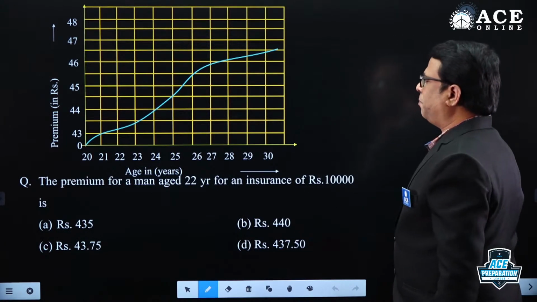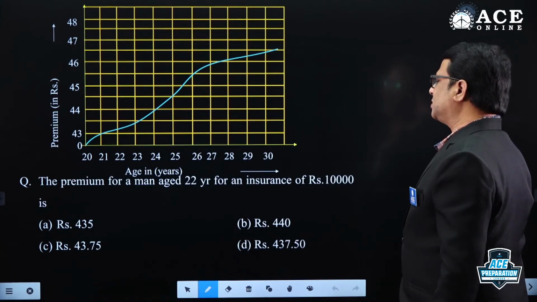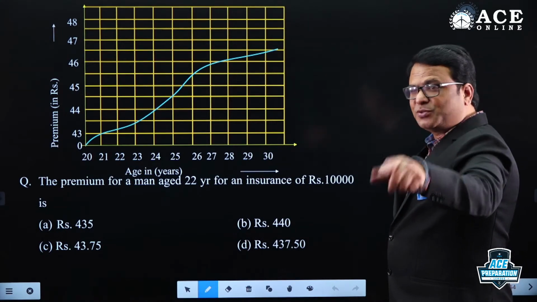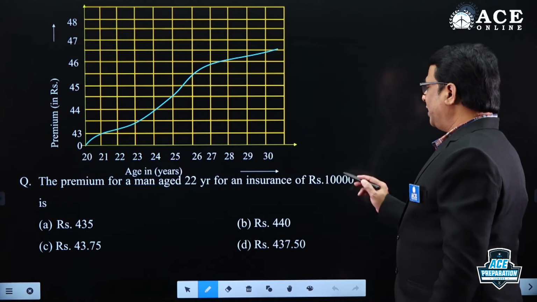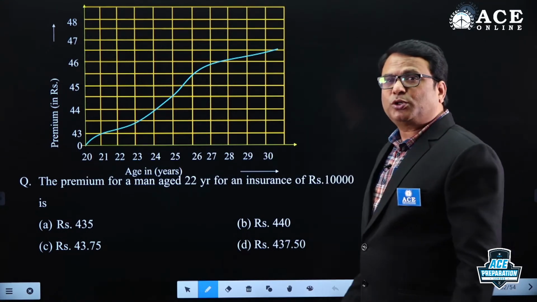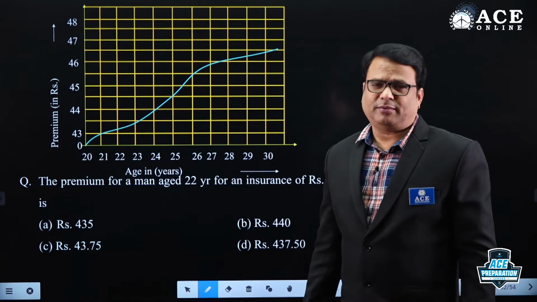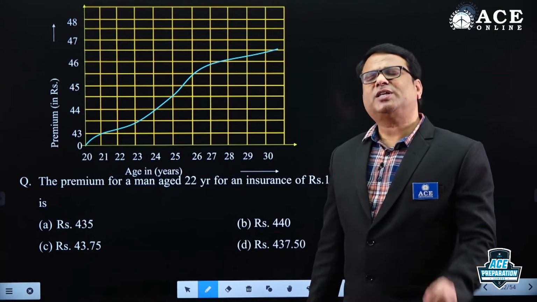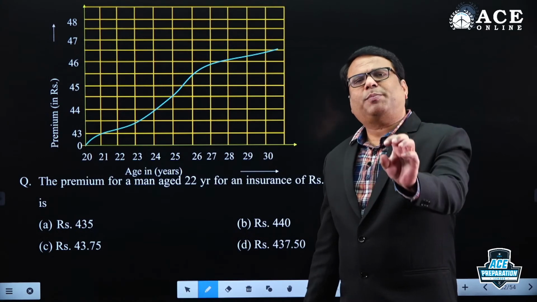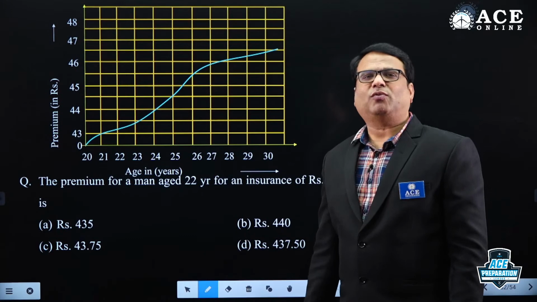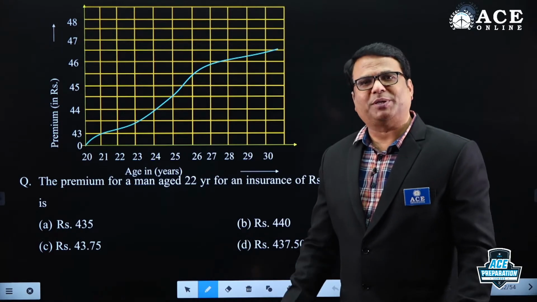The premium for a man aged 22 years for an insurance of 10,000, not for 1,000, for an insurance of 10,000. What should be the premium paid by a 22-year-old person? That is the question. First we will find out how much is the premium for 1,000 rupees insurance. After that, we will find out what is the premium for 10,000 rupees insurance.